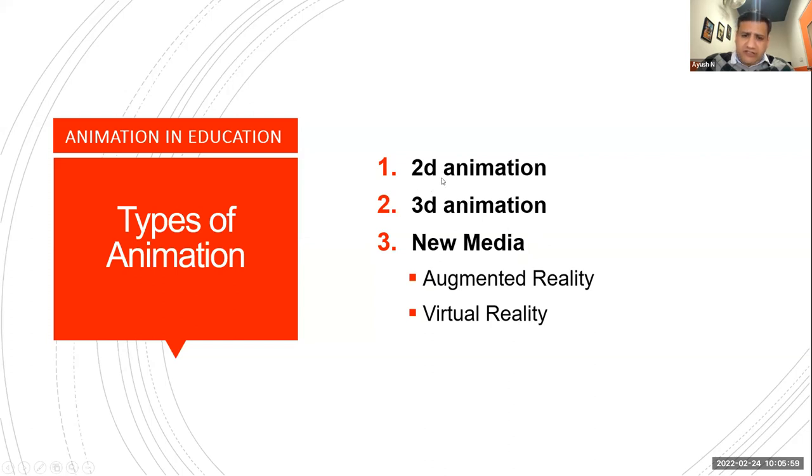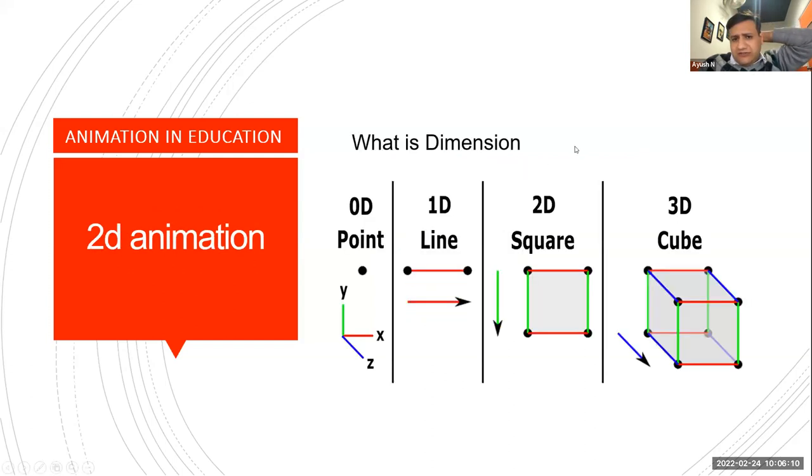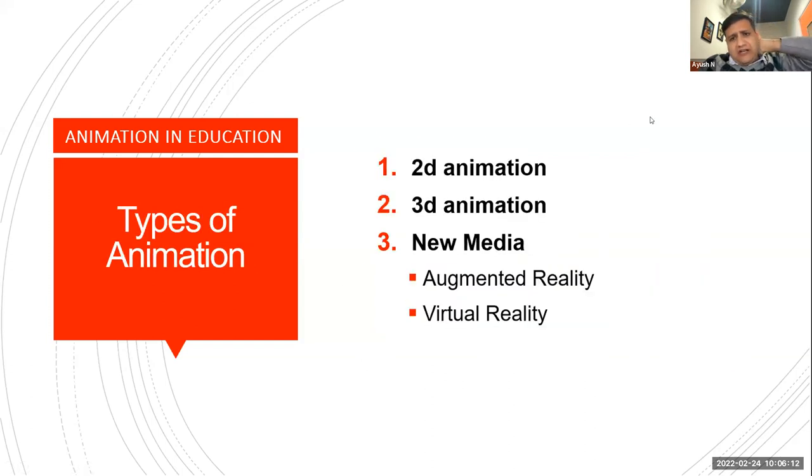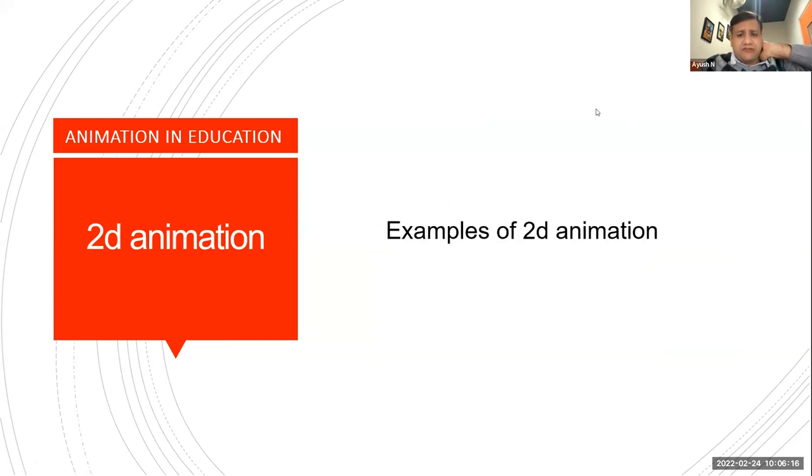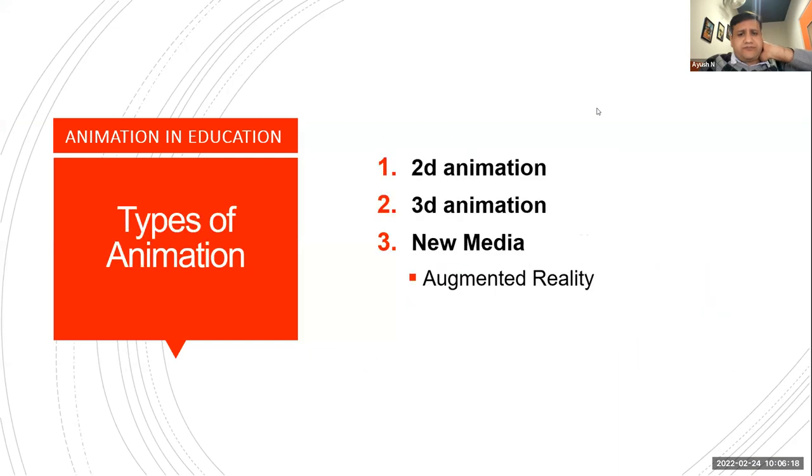Now before we talk about each of them in detail, there is one more way we can classify animation. That is in terms of what is actually happening in the animation. Okay. So we'll just talk about that slightly later. So first let's talk about 2D, 3D.